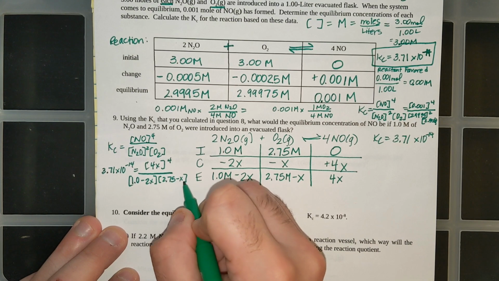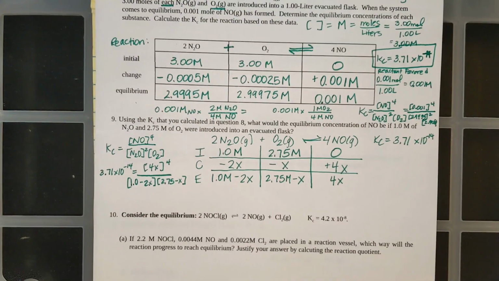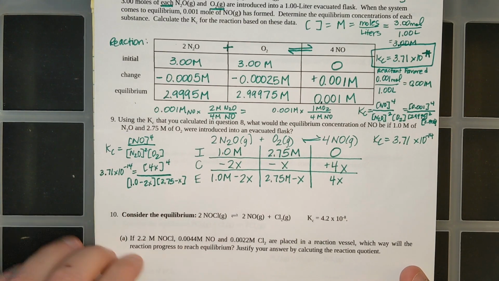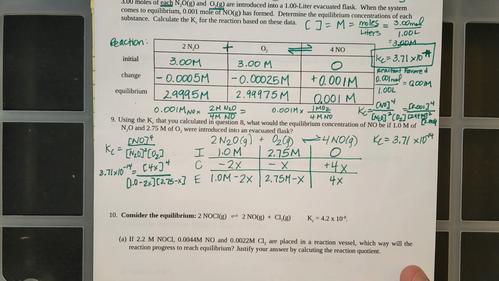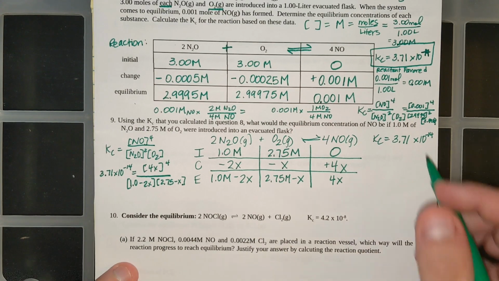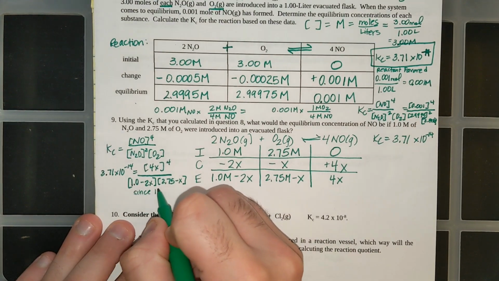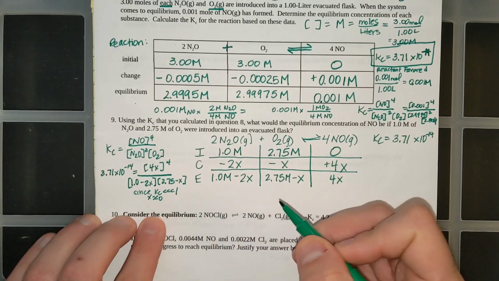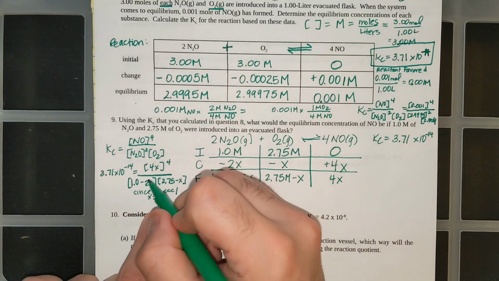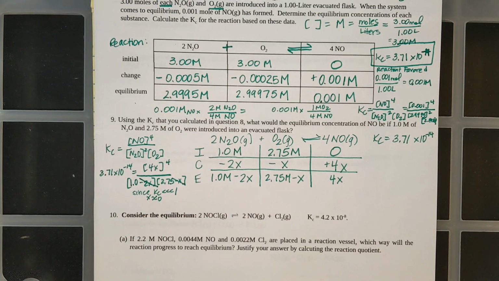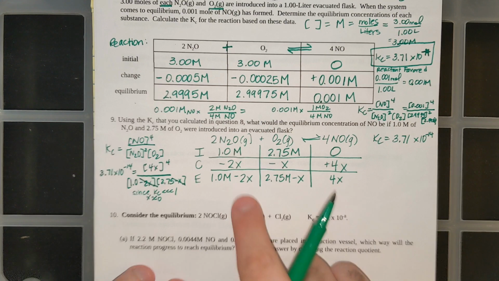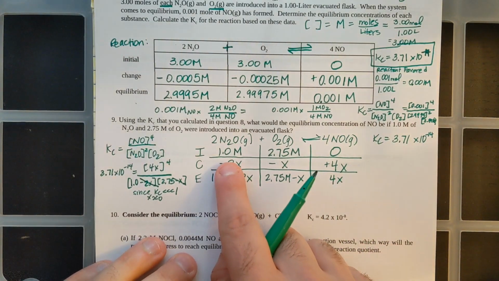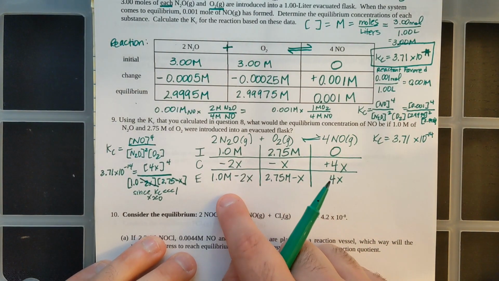2.75 minus x. Now if I wasn't going to make an assumption here, this would be a cumbersome problem. I'd have to get a quadratic and do some crazy rearrangement, but instead we can do something simpler. Since Kc is very, very small, a lot less than 1, we could approximate that x is approximately 0. So in this denominator, these minus 2x and minus x are essentially 0. That's because this value of x is so small that I'm subtracting a very small number from 1 that I'll probably get 1 again.